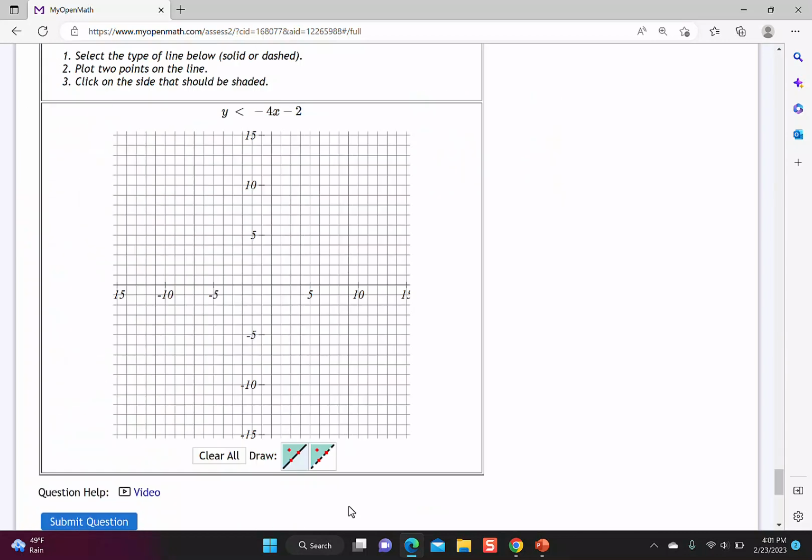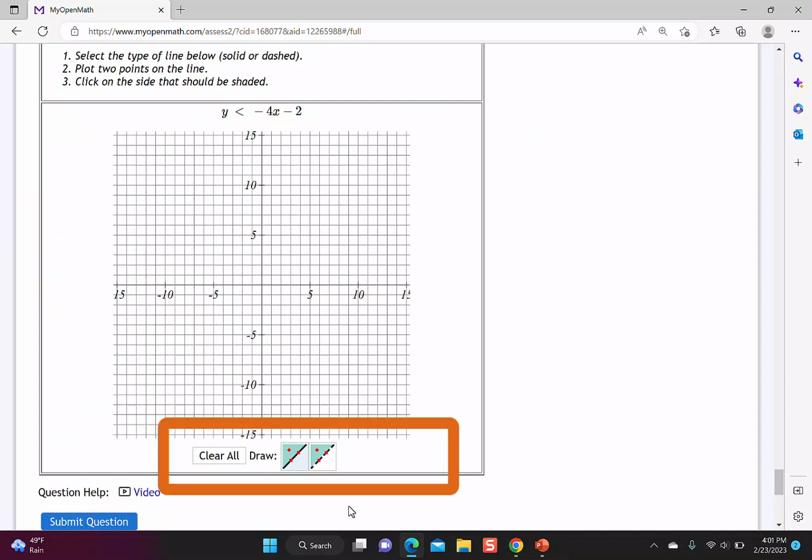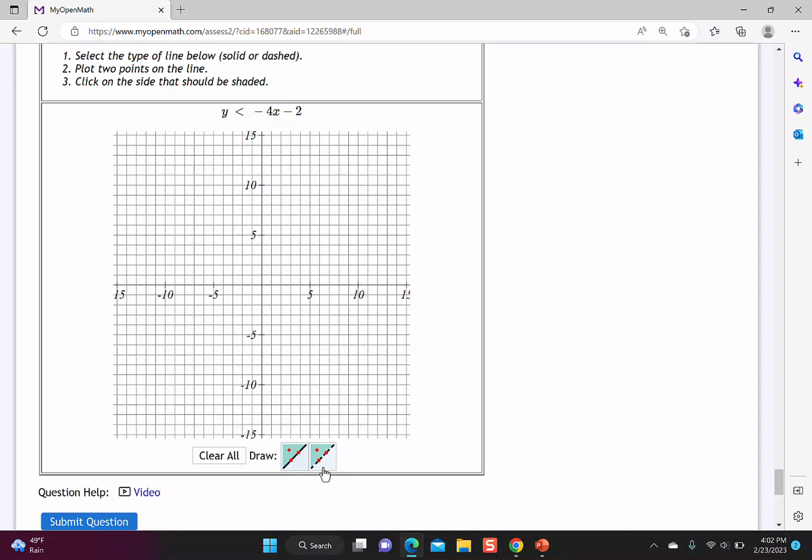As we continue on and look at linear inequalities, our graphs have to be shaded. The first piece you'll do is pick which type of boundary line you want. Do you want a solid line to show equality of the boundary, or do you want a dashed line to show a strict inequality? This problem says y is less than negative 4x minus 2. Since it's strictly less than, I want to pick the dashed line.